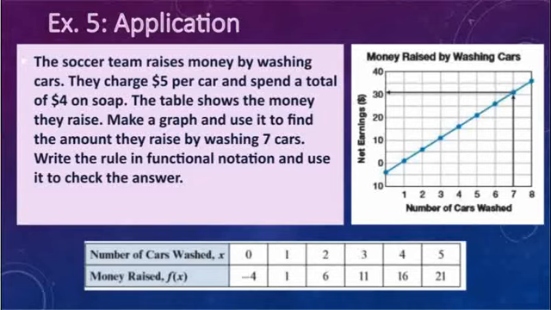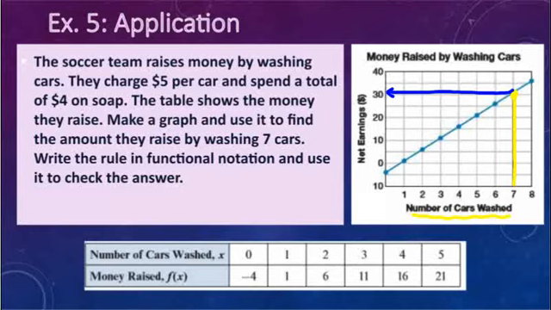So this one has been done for you. The graph is made for you. The table is done for you. We need to find the amount they would raise by washing 7 cars. On the bottom, we have the number of cars washed. In our table we can't see it, but on our graph we can. So we go to 7 cars and go straight up to this point. Now if we go to the left, you would say $30 they would have.